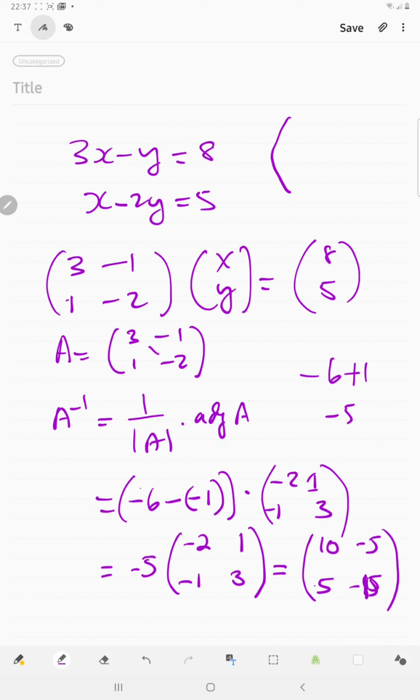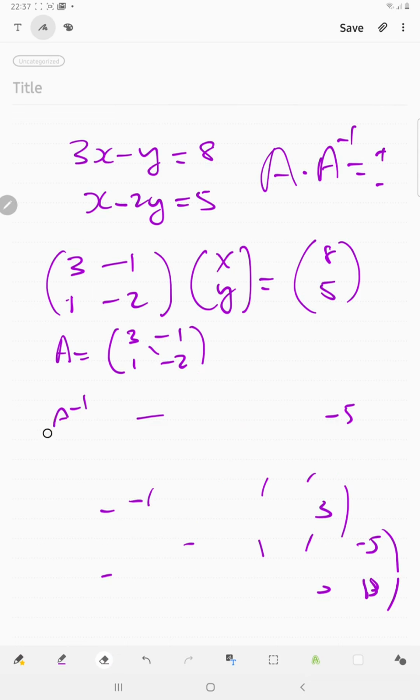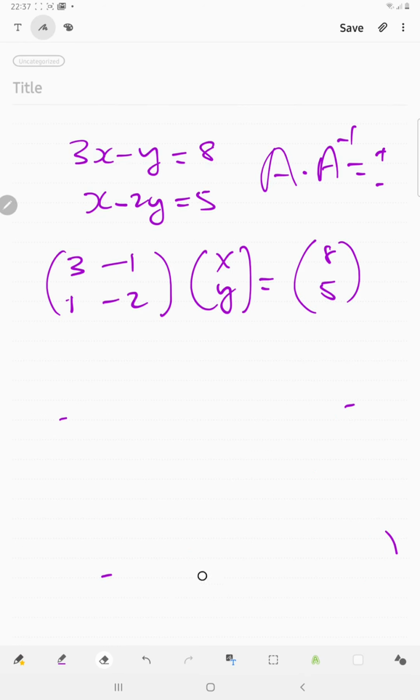So if you multiply, now let's say this is an A inverse. Remember, if you multiply A by A inverse, you have got an I. Take note. So this is the approach that can be required. So in this solution now, for you to get the solution for this matrix, I want you to do the following.